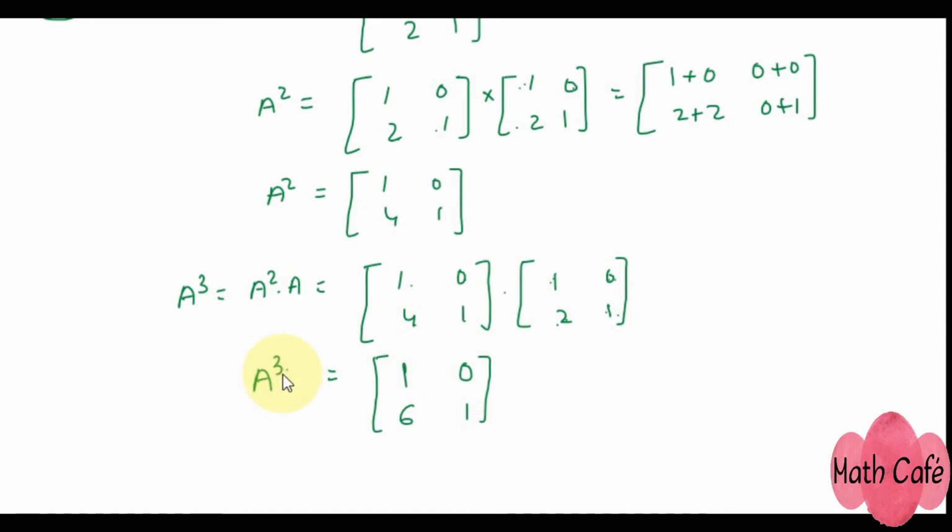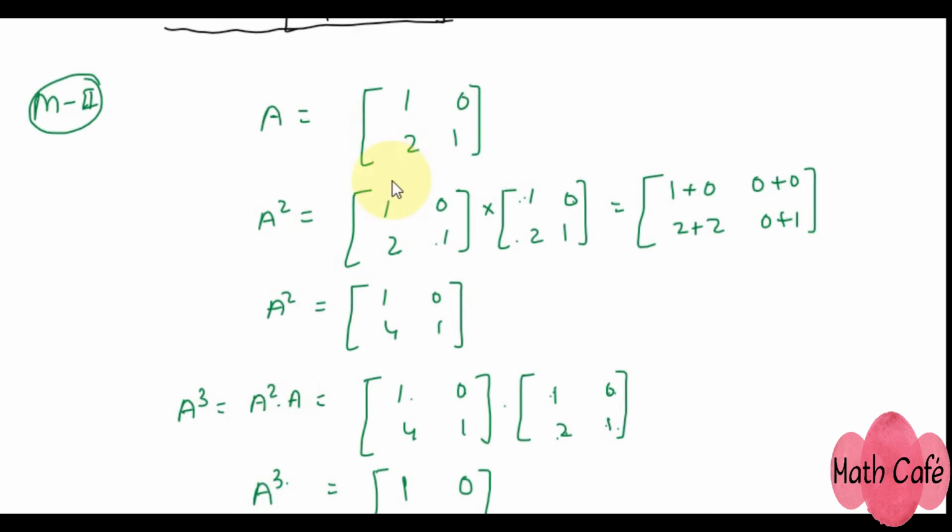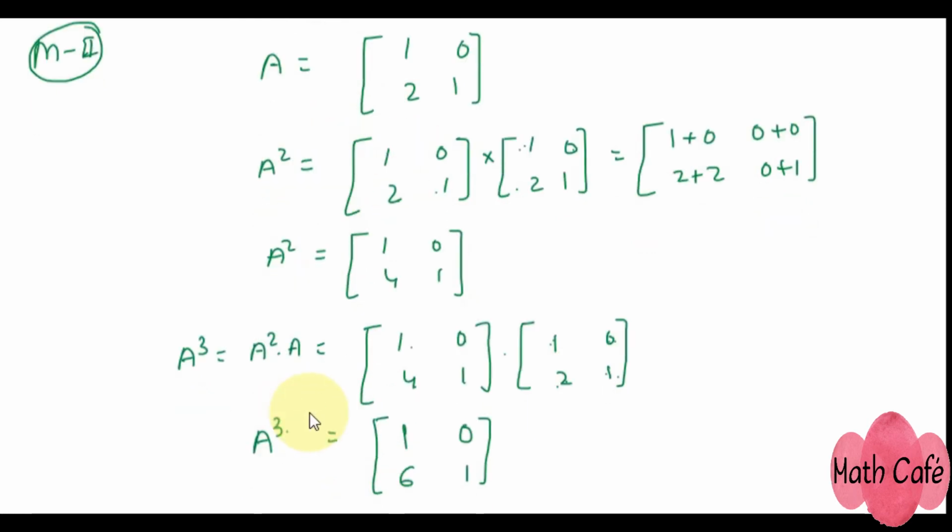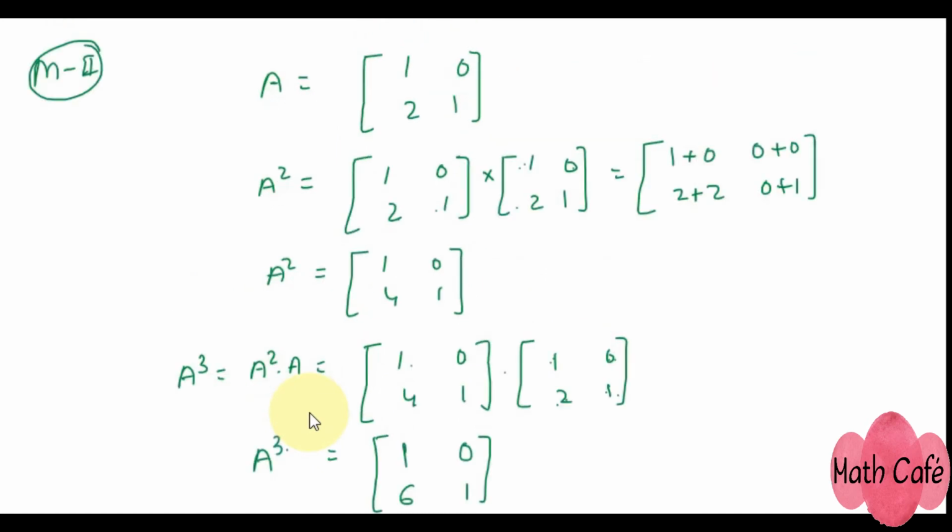So let's see a pattern here: in A, A square and A cube, in A square and A cube, three terms are the same.